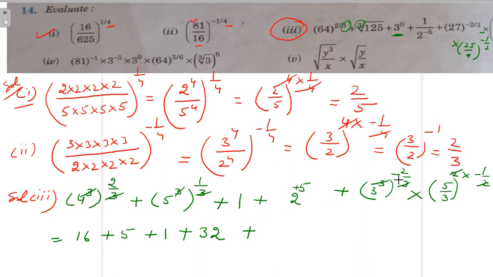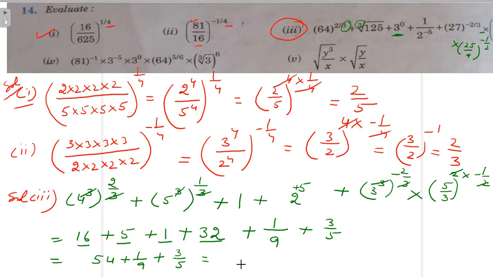So 3 3s are 9. This power is minus, so if we want to change it into plus, we will reciprocate this as this. 3 3s are 9, plus this is also minus 1, so if we want to make it positive, then reciprocate it, 3 upon 5, right? So add these numbers. 16 plus 5, 21 plus 1, 22 plus 2, 22 plus 32. This has become 54 plus 1 upon 9 plus 1, 3 upon 5.